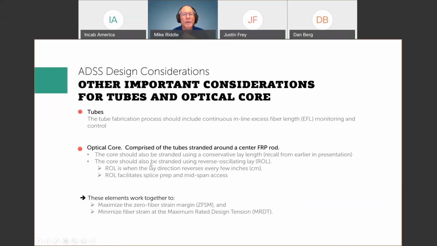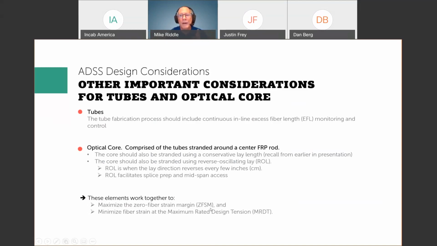And the core should be stranded using reverse oscillating lay. ROL is when the lay direction reverses every few inches. So you start stranding the tube in, say, a right-hand direction, and then after a few inches, you switch to left hand, and then after a few inches, you go back to right hand. The reason you do that is that it makes splice prep easier. And if you end up doing mid-span access, which is a version of doing taps that I talked about earlier, it facilitates doing that. It makes it really easy and fast to get the tubes out so you can start working with them.